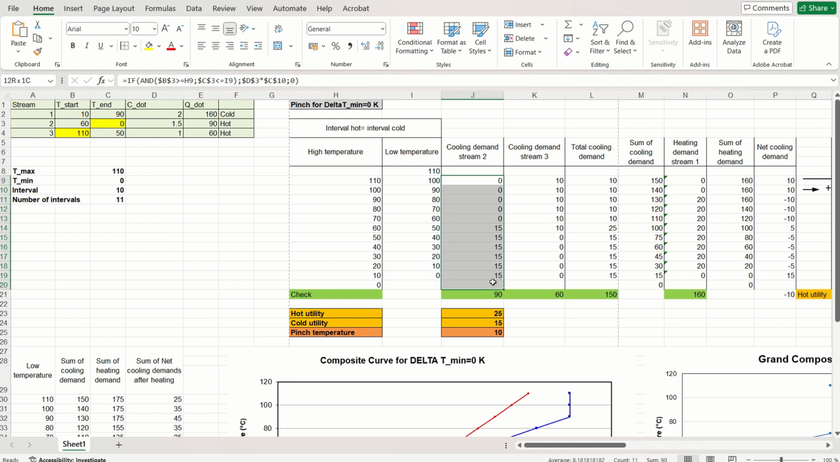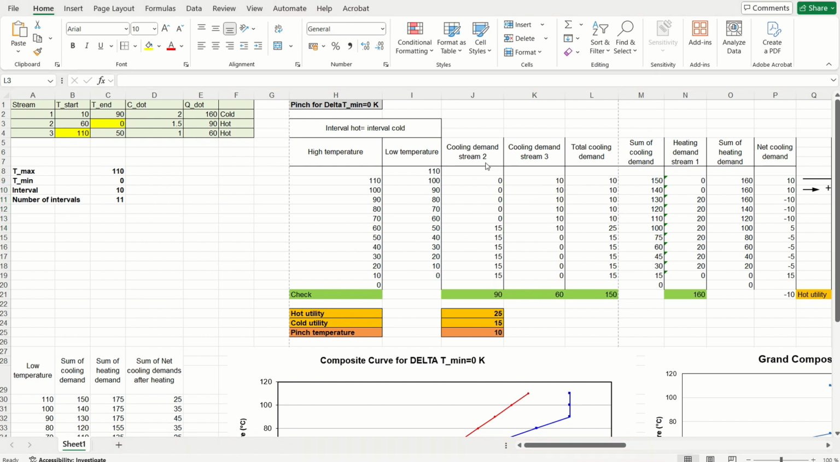To calculate the heat flow of each interval, we use the simple mass and energy balance equation, Q is equal to m Cp delta T. So we find the heat flow for a particular interval, which is delta T of 10 Kelvin, multiplied with the corresponding heat capacity rate of 1.5, which yields the heat flow in that temperature interval. I will do the same for its corresponding temperature ranges, and similarly we do the same calculation for stream 3, which starts at 110 and ends at 50 degrees Celsius. The same heat flow calculation is performed.